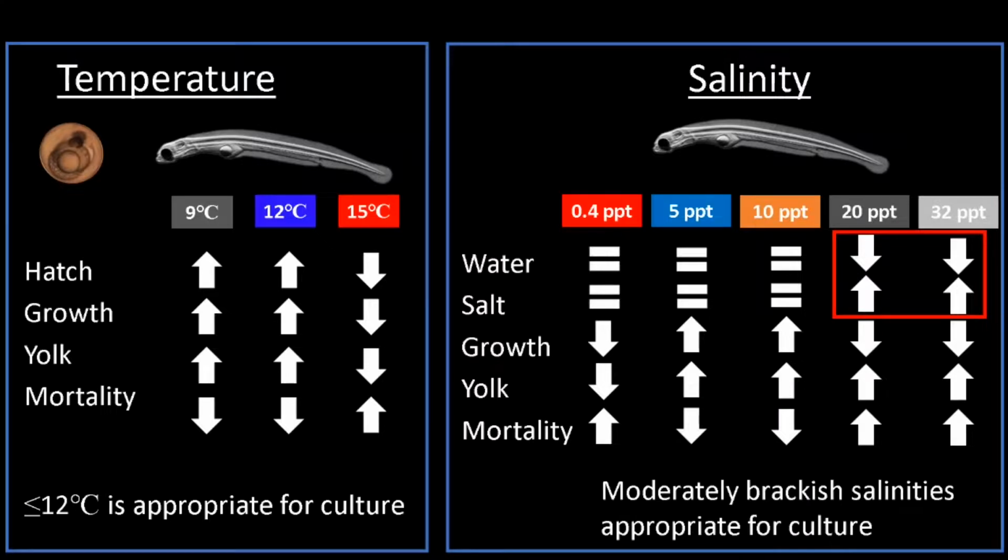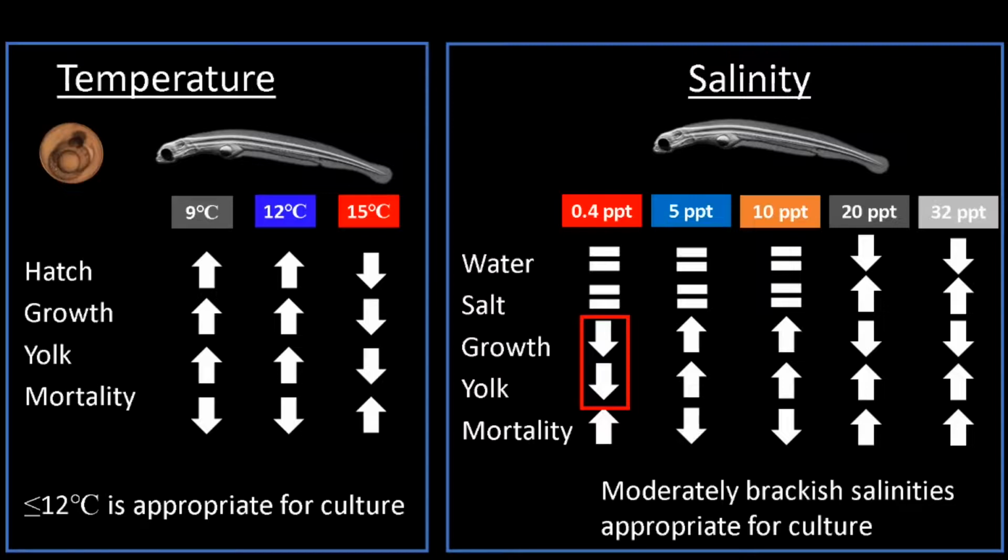Secondly, at 20 and 32 parts per thousand, which are of the higher salinities, you have a decreased water balance, or decreased water content, meaning that they are not able to maintain water balance properly, and salt content increase. So they were also unable to maintain that salt balance within themselves. So they were being physiologically challenged at these higher salinities. This translated to a lower growth at these salinities. So clearly these larvae are unable to tolerate these higher salinities.